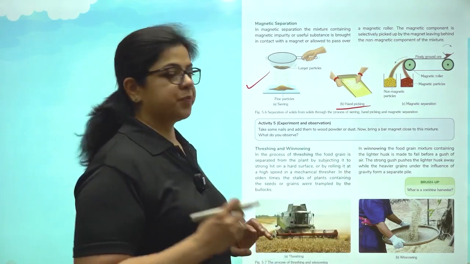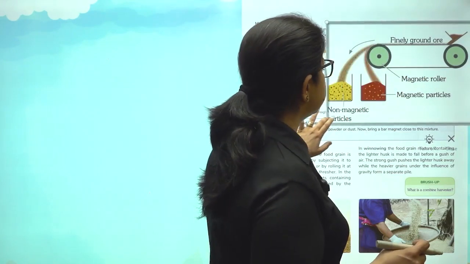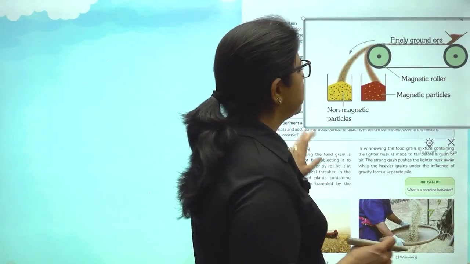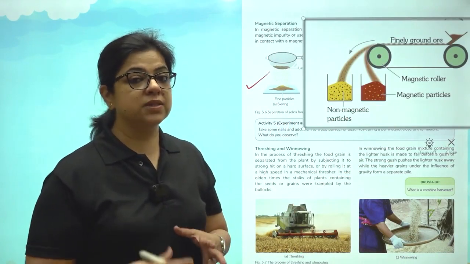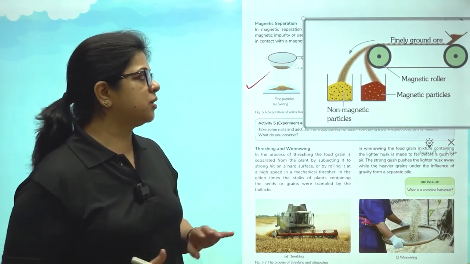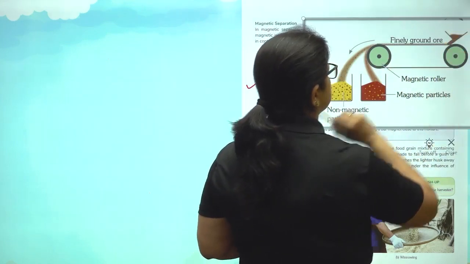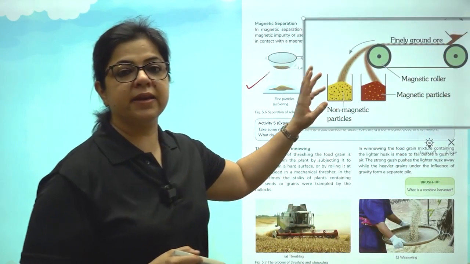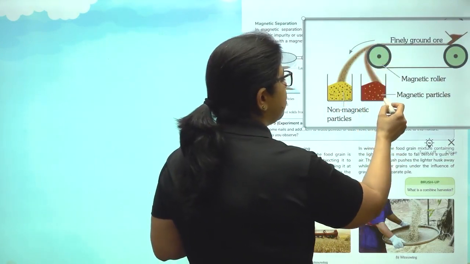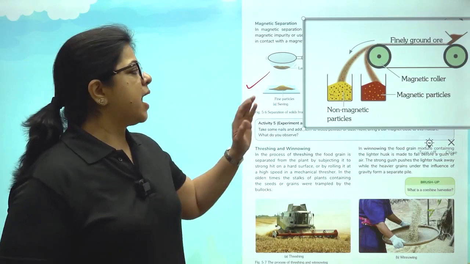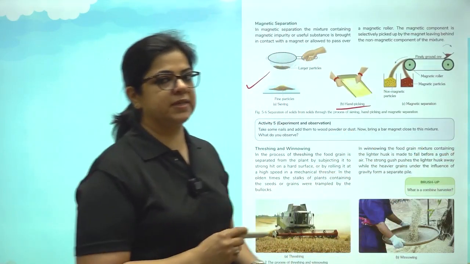The third way in which particles can be separated is known as magnetic separation. So, in magnetic separation, it is done in industries. How is it done? As we can see in the picture, the finely ground ore is run through a magnetic roller. All the magnetic particles stick to the roller and they fall in a separate place, and the non-magnetic substances fall in a separate place.